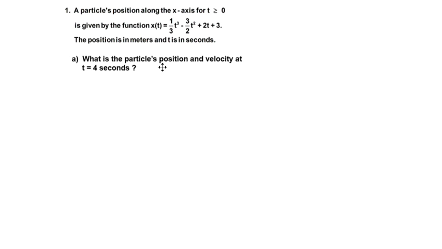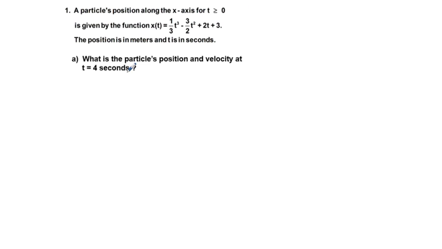A particle's position along the x-axis for t greater than or equal to 0 is given by the function x of t equals 1/3 t cubed minus 3/2 t squared plus 2t plus 3. The position is in meters and t, or time, is in seconds. Part A: what is the particle's position and velocity at t equals 4 seconds?